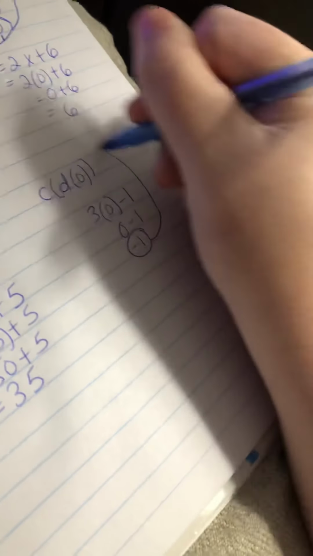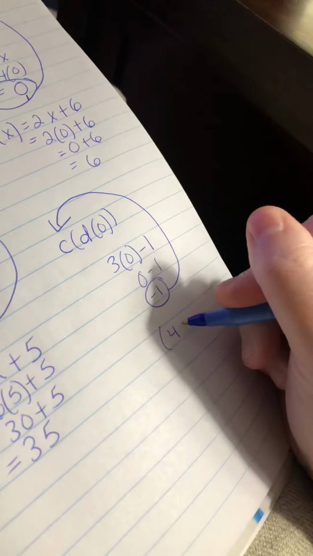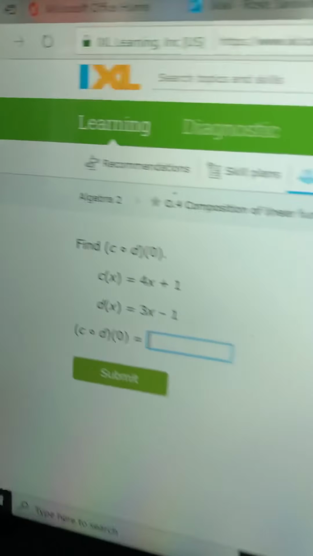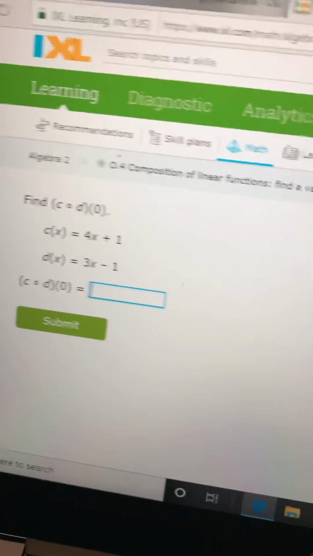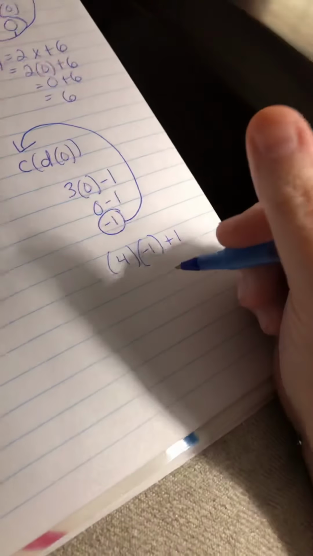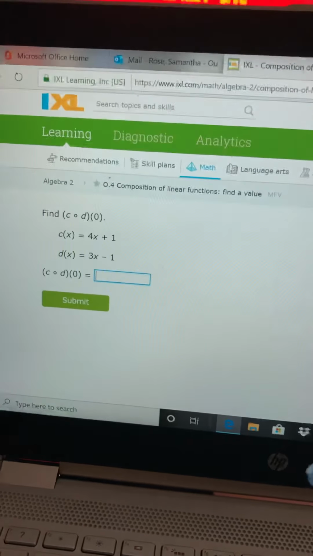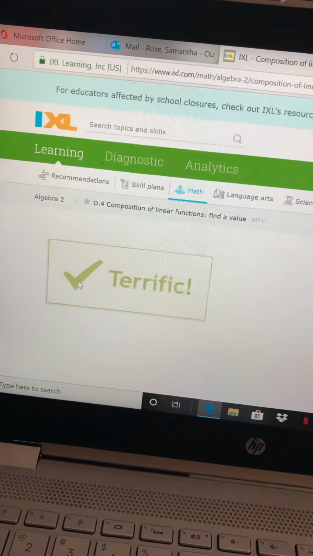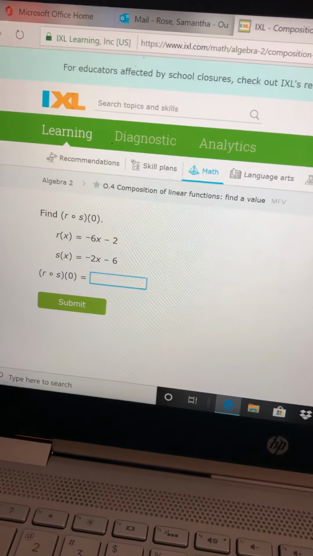You take the negative 1 and plug it into the C function. So that's going to say 4 times negative 1 plus 1. Because negative 1 goes in for x right here. So 4 times negative 1 is negative 4, and negative 4 plus 1 is negative 3. So this answer is going to be negative 3. And that's how you do O.4.